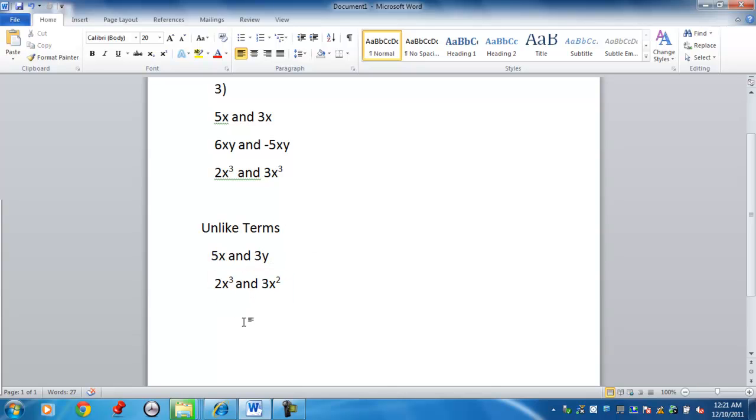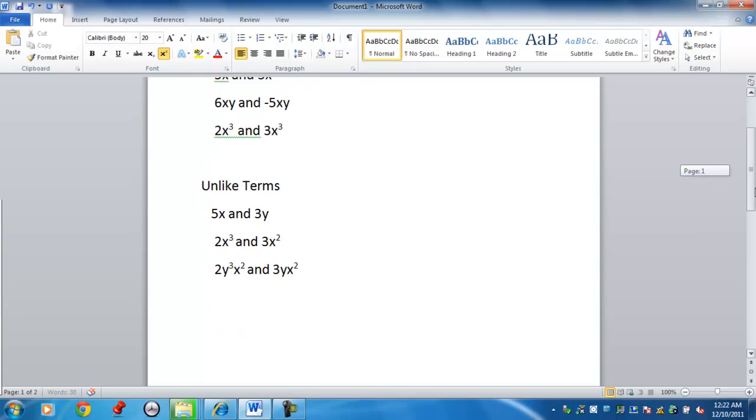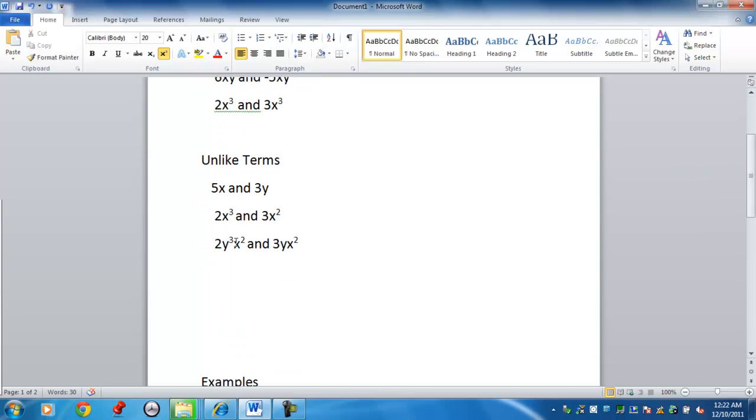Another example, let's say you had an x and a y here and an x and a y here. The x's have the same variable with the same exponent, but let's say the y's are different, then you would say they're unlike terms.